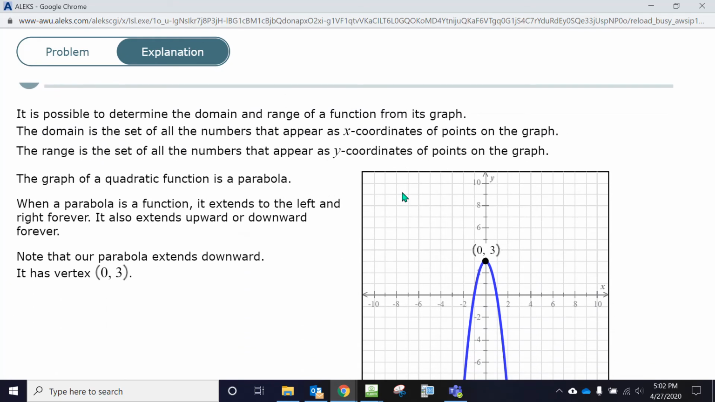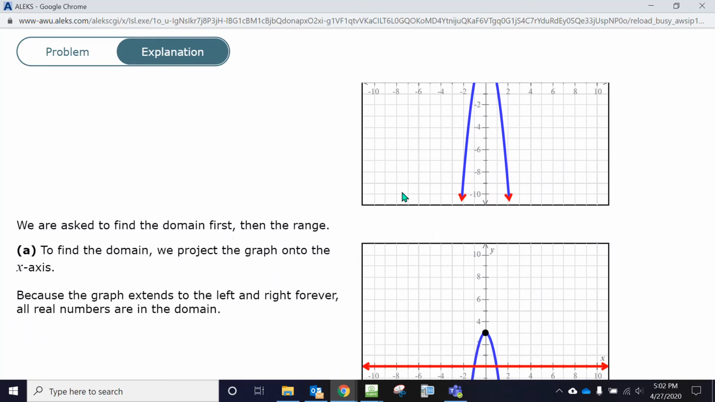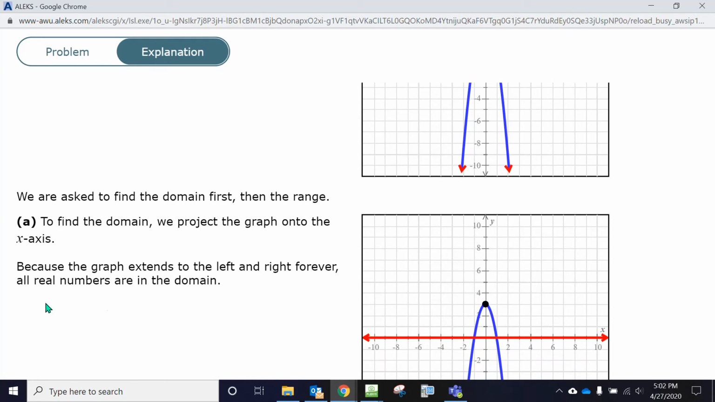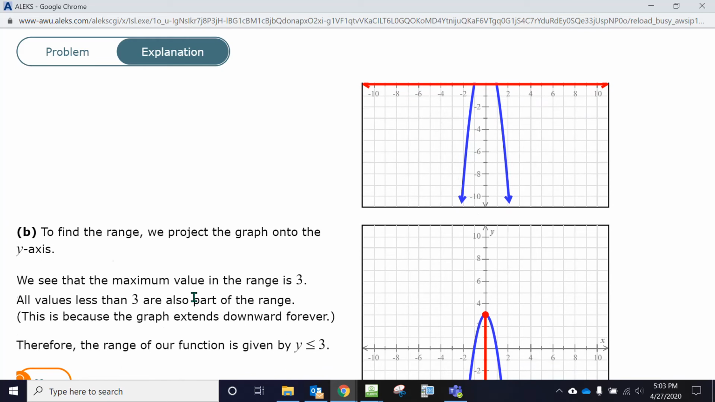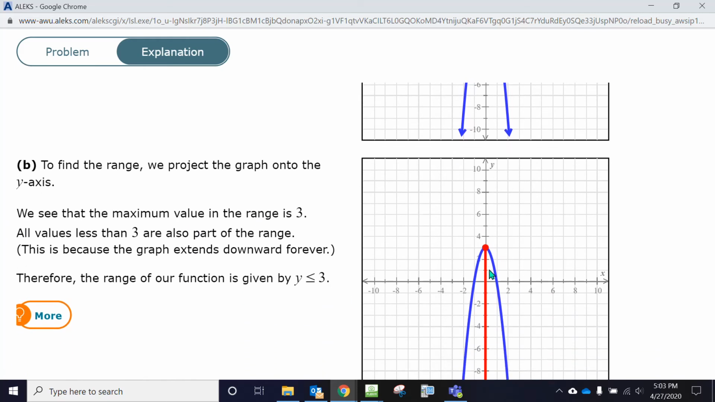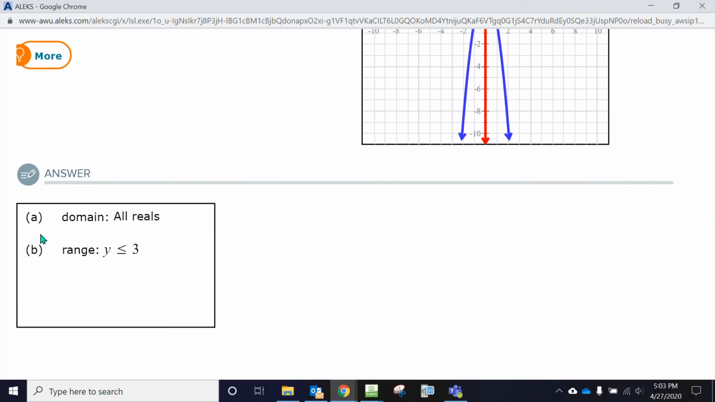Okay, so they go through a whole explanation. So all real numbers for the domain. In the range, what y values does it cover? 3 all the way down. So y is less than or equal to 3. So your answer will be this: domain all reals, range y is less than or equal to 3.